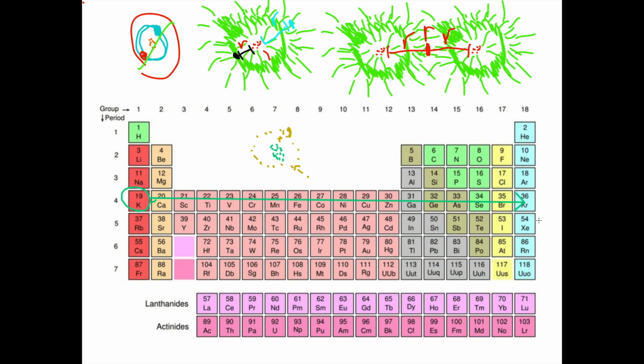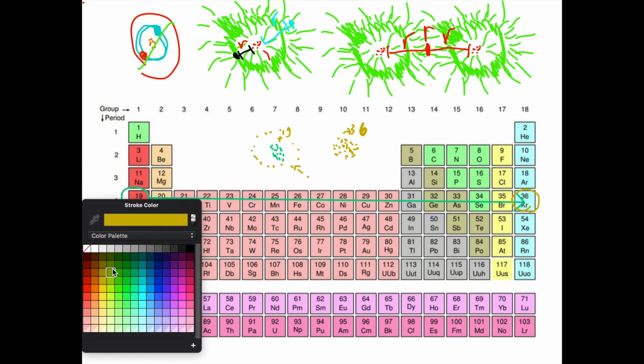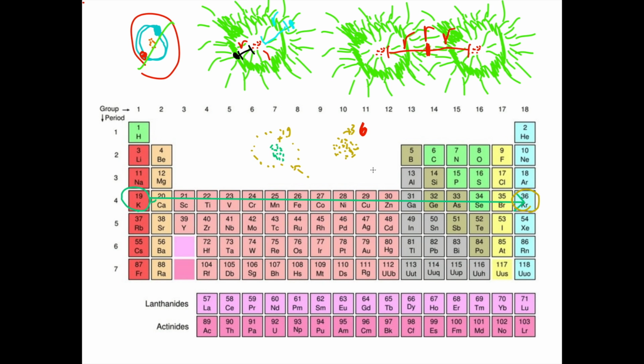But let's look at krypton over here. Krypton has 36 protons, so it has a positive charge of 36, and it also has a bunch of electrons, 36 of them. So the outermost electrons will be pulled in more because there's a bigger charge here.